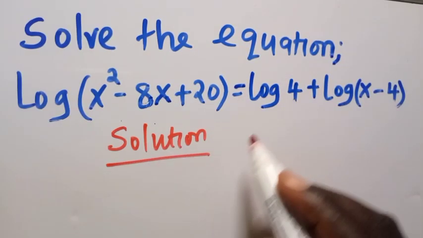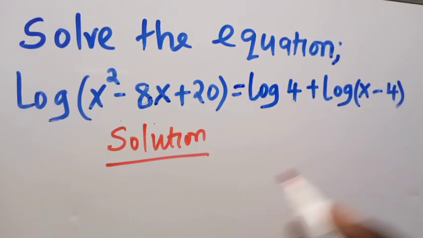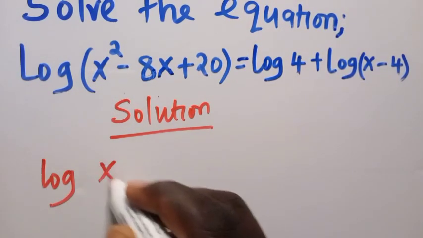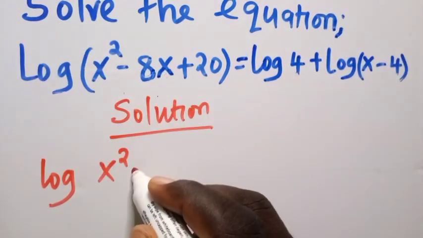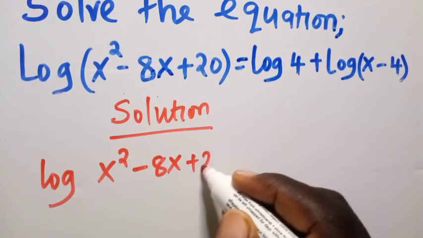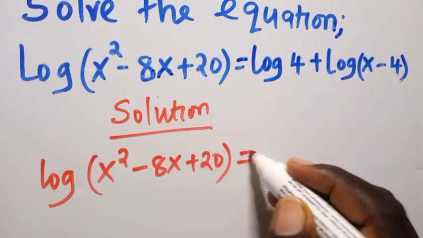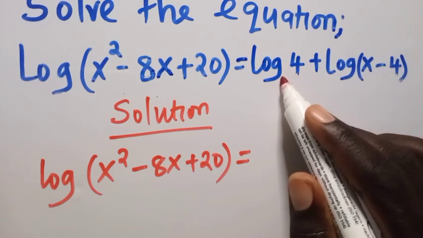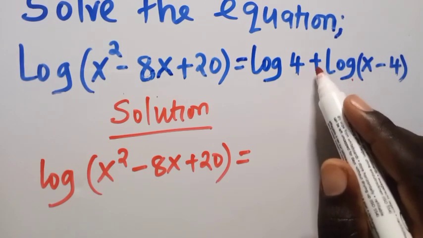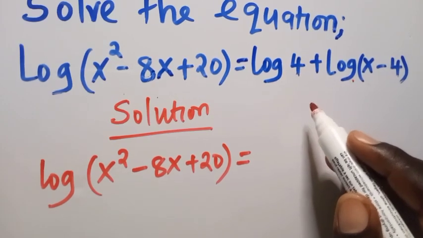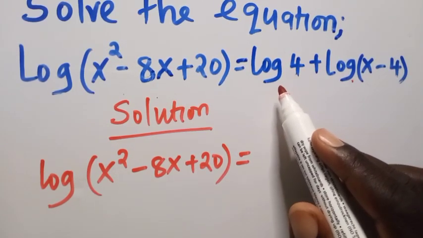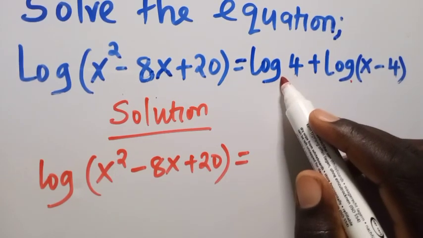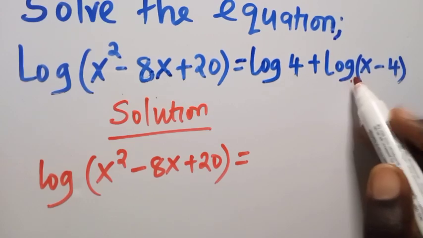Now, the first thing that we shall do is to combine this to be a logarithm of a single number, and therefore we shall have log(x squared minus 8x plus 20) equals, we combine this to be a logarithm of a single number because they have a base of 10 and there is an addition sign in between, because in logarithms we are only considering logarithms to base 10, and therefore in this case this is a logarithm to base 10 and this is a logarithm to base 10.